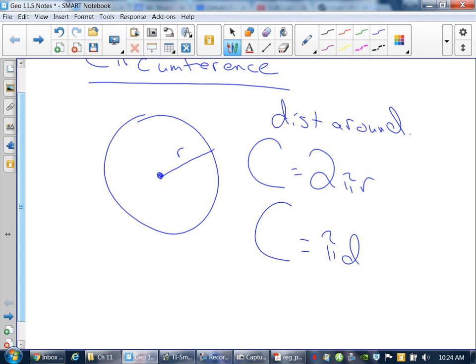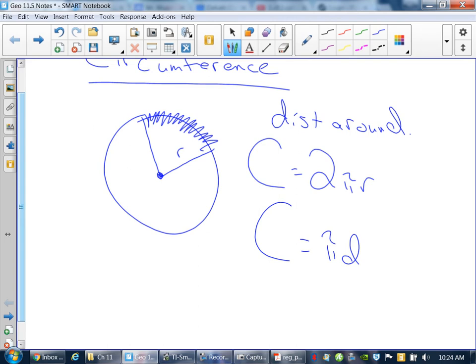Now, the other part of circumference stuff, let me write this out here so you have it. Is that we used circumference for dealing with what was called arc length. Now, arc length is a portion of the circumference. Arc length, if you recall, was part of the circumference. It was made up by so much of an angle, okay?